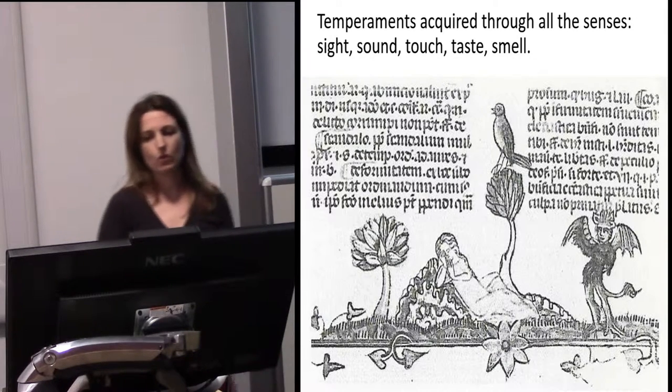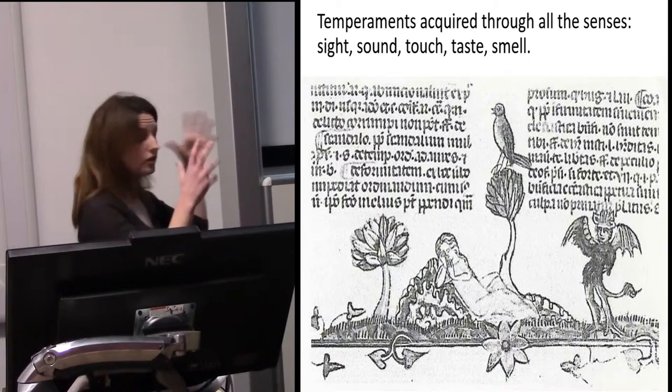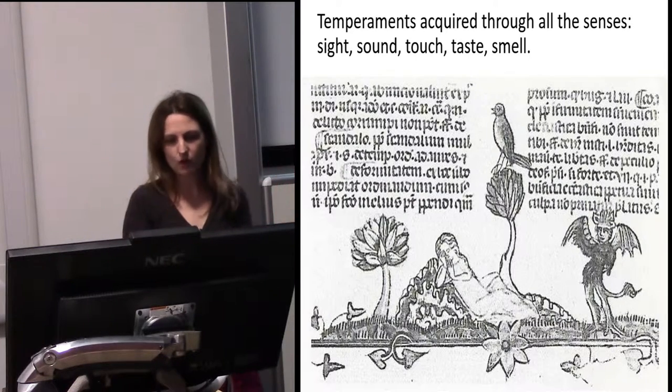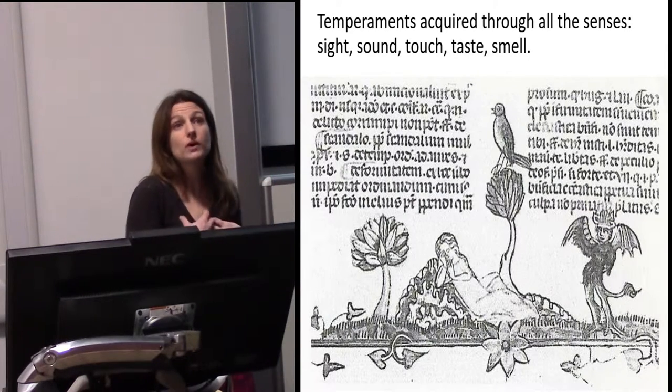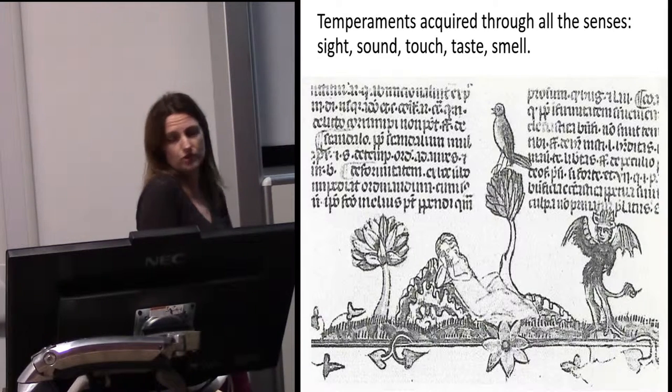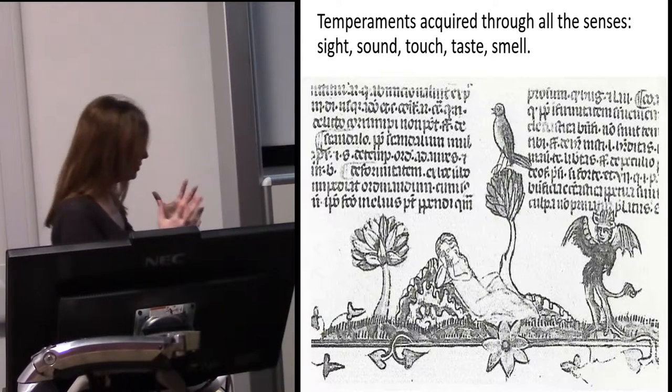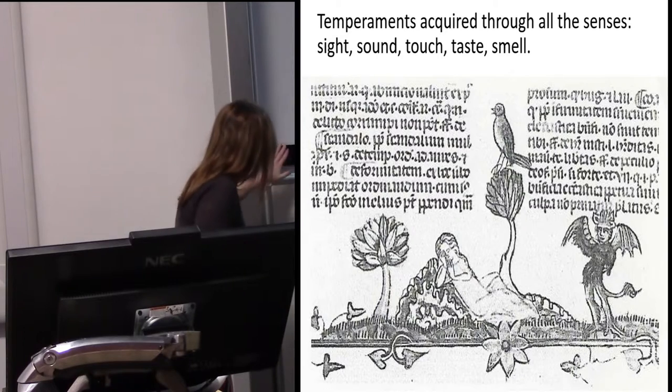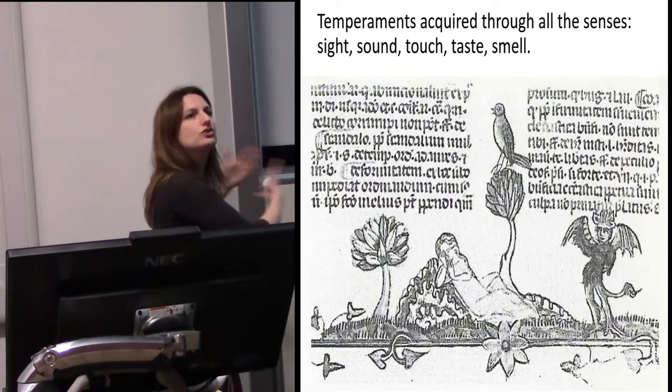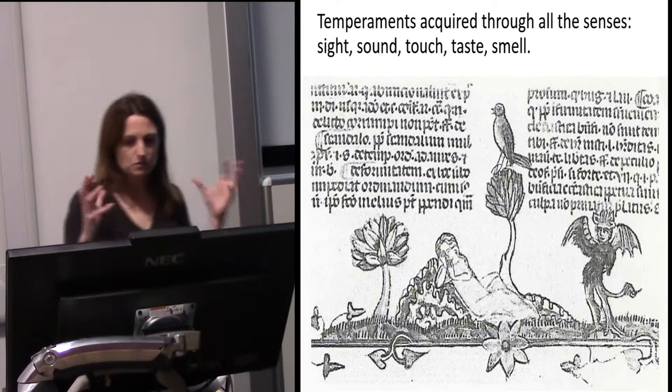So the senses become important here as well. Whether it's through sight, sound, touch, taste or smell, they could all be incorporated into a person and therefore change the character of that person. Within the medieval mind, if you touch something, it touches you back and there's a transfer. So there's some sort of permeability.